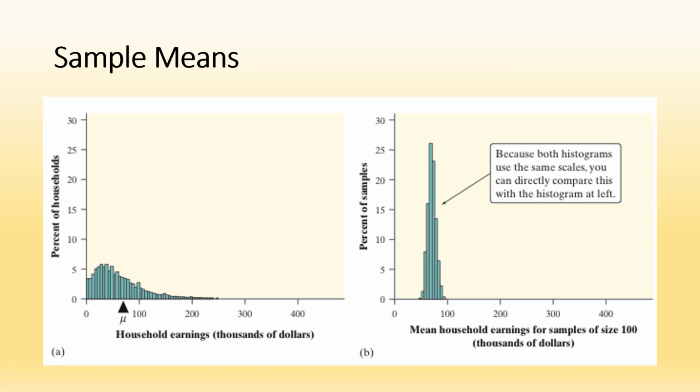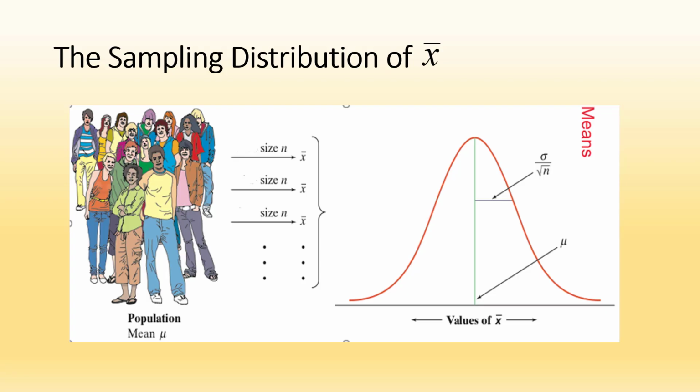Consider the mean household earning for a sample of size 100. Compare the population distribution on the left with the sampling distribution on the right. What do you notice about the shape, center, and spread of each? When we choose many samples from a population, the sampling distribution of the sample mean is centered at the population mean mu and is less spread out than the population distribution.